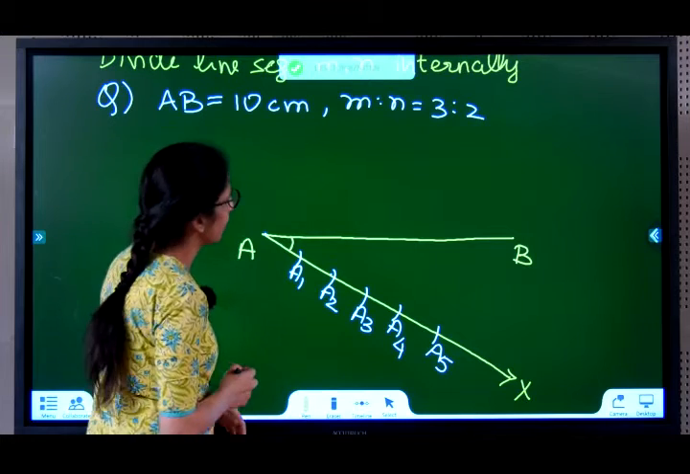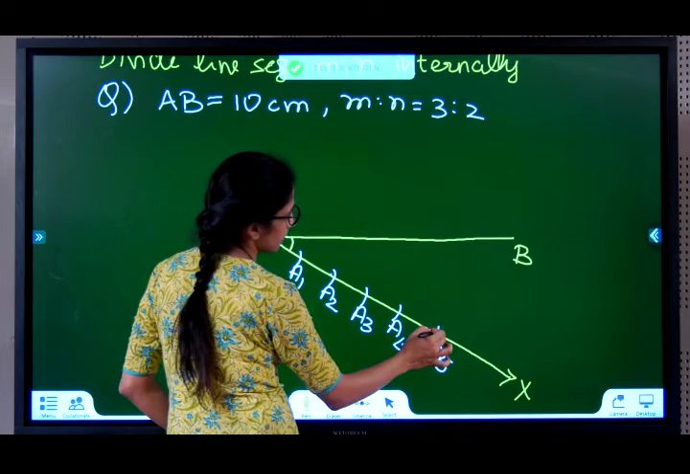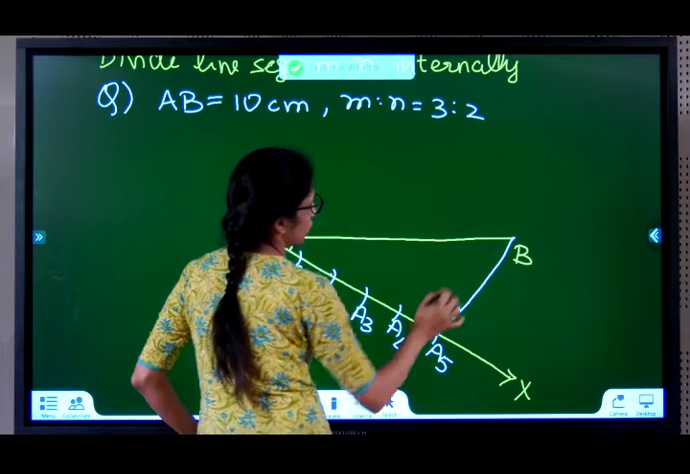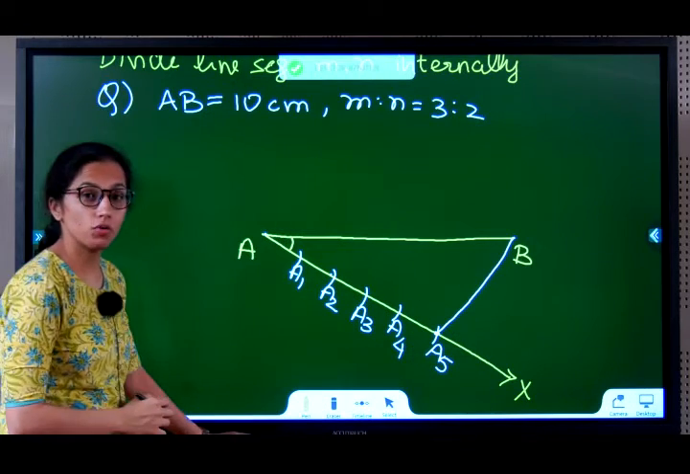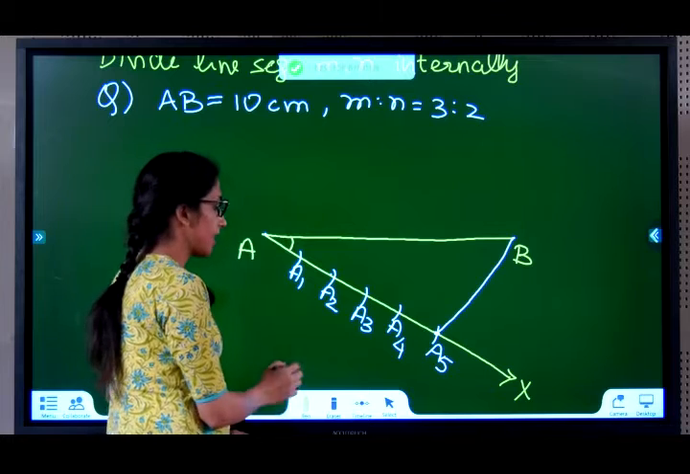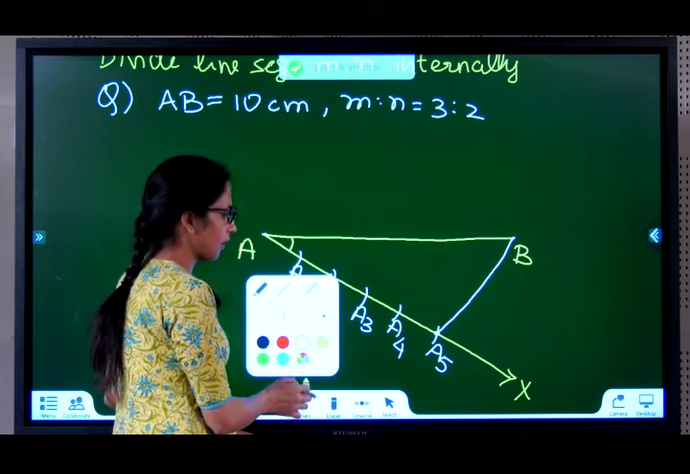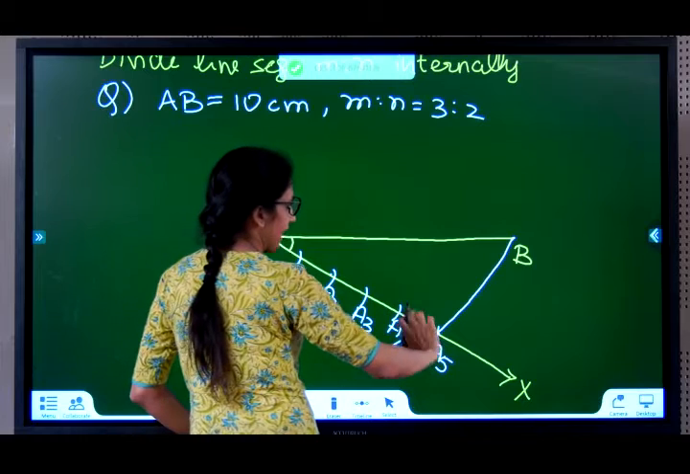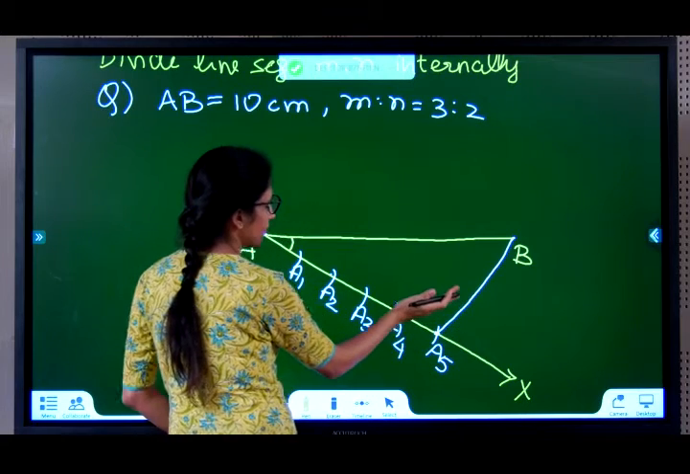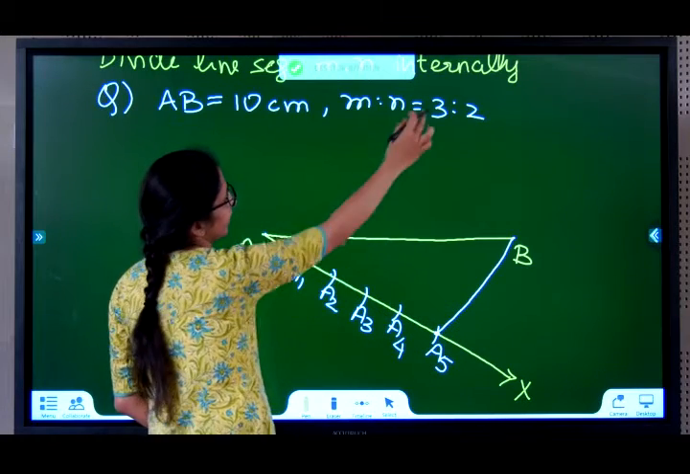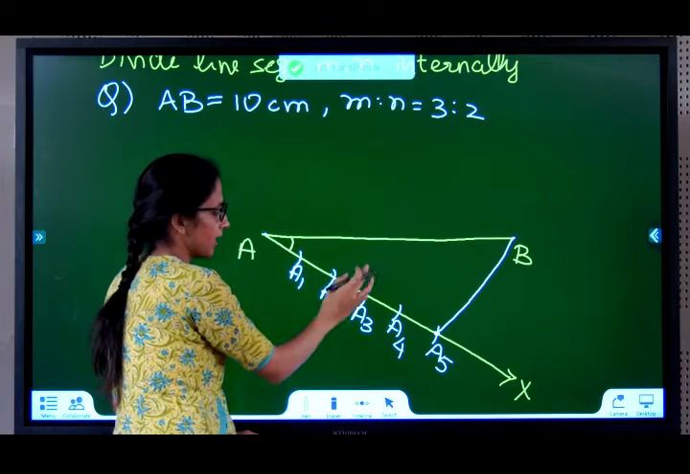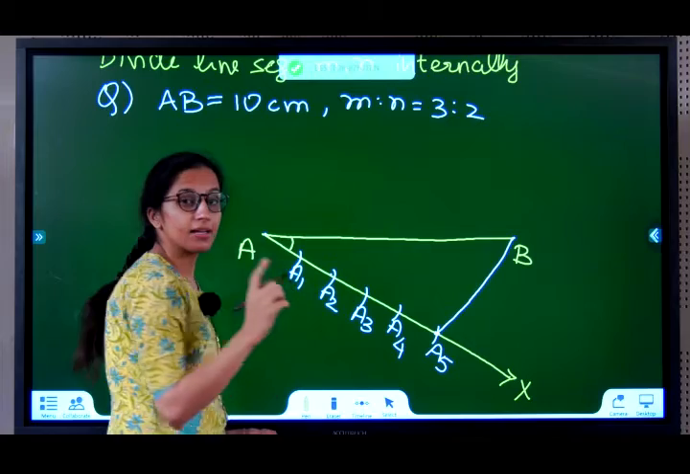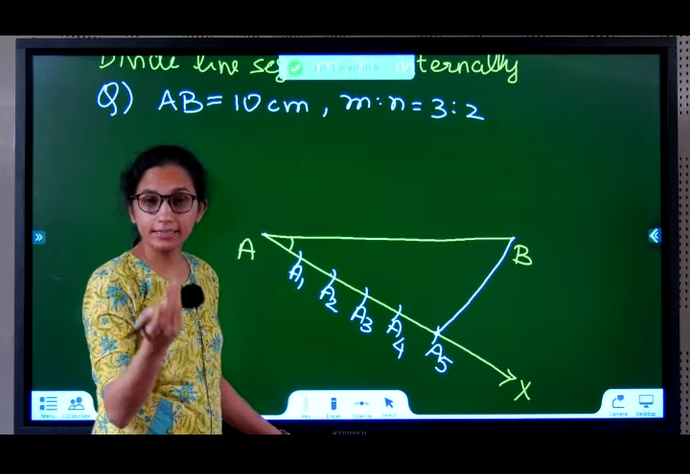Next, what do we do? Join the last arc intersection to B. Join A5 to B. Okay. Next, what do we do? After you join A5 to B, whatever angle is here, construct the same angle at A3. Why? Ratio is 3:2. 1, 2, 3. So construct the same angle that is at A5 at A3. So now how do we construct the same angle?